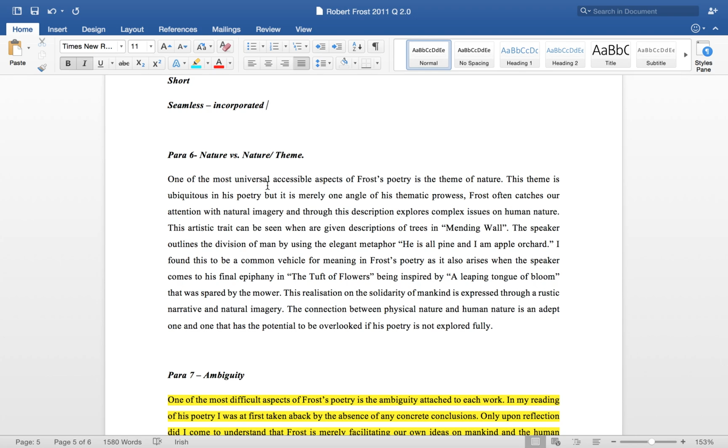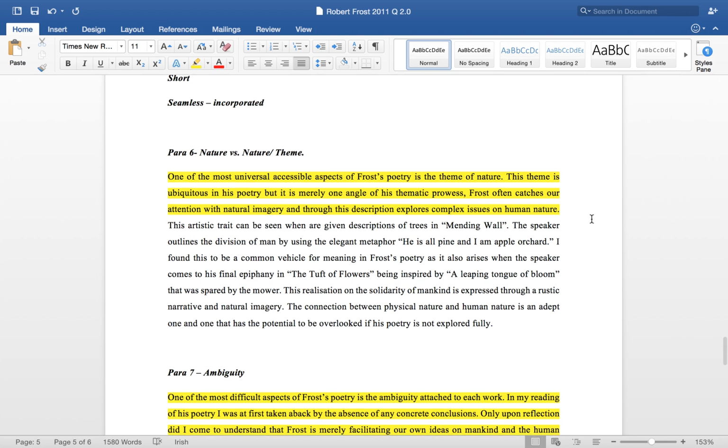So one of the most universally accessible aspects of Frost's poetry is the theme of nature. Very, very simple. Children love nature. This theme is ubiquitous, comes up all the time in his poetry, but is merely one angle of his thematic prowess. Frost often catches our attention with natural imagery, and through this description explores complex issues on human nature. There is my point. Okay, so that's the point part of my answer, and I think I've made it quite well.